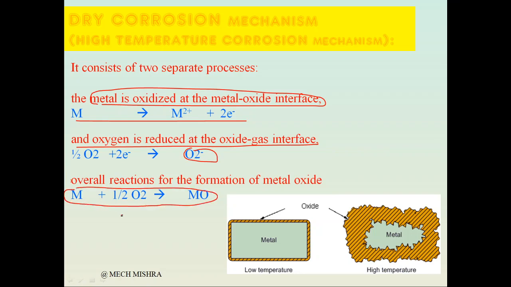So here what is happening is that the metal is directly reacting with oxygen and forming the metal oxide, which further degrades, and oxygen is diffusing into the metal forming further oxides, which causes thinning of the metal and further rupture or failure of the metal.